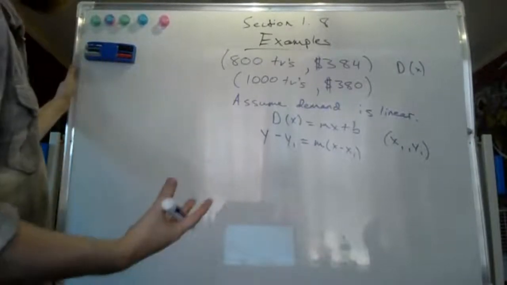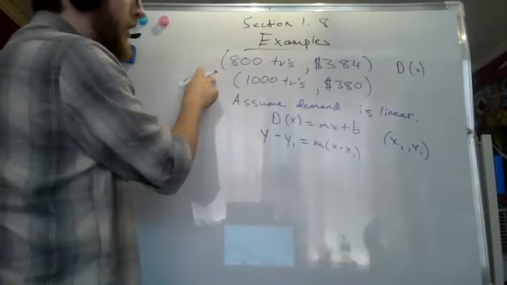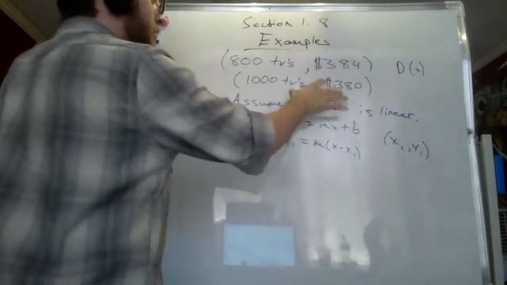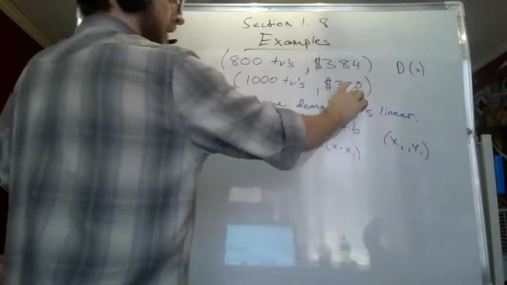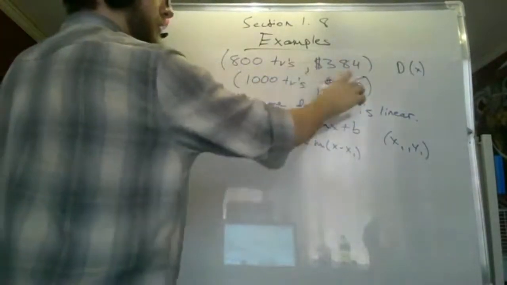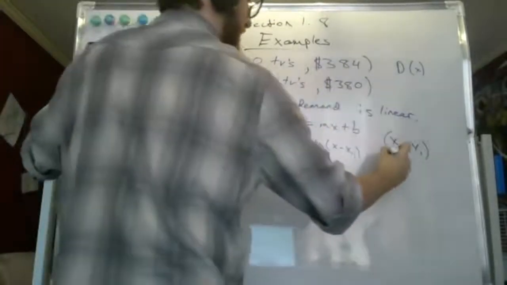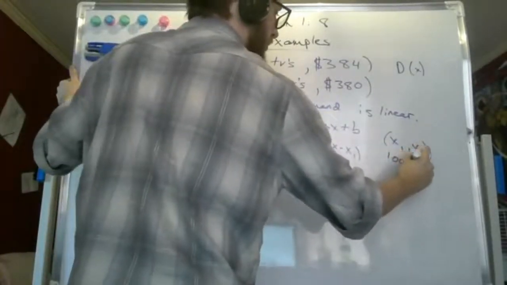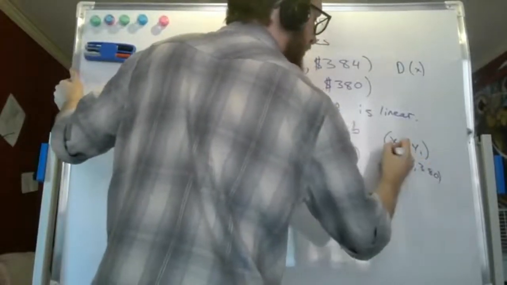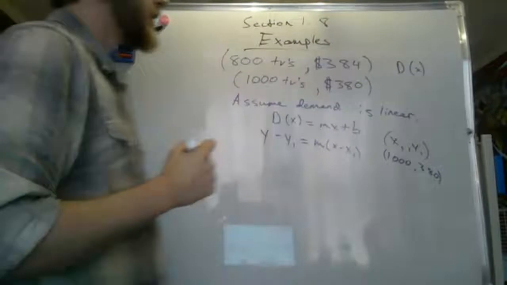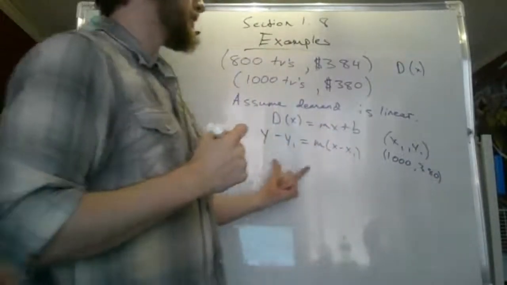Well, lucky for us, we already have two perfectly good points up here. I'm just going to go ahead and choose this one because, well, it's 1,000 and 380. That's a 0 in the ones place, so that might be a little bit easier calculation-wise. So I'm just going to pick these two numbers for my x and y. So when I have 1,000 TVs, I have a price of 380. Okay, so I have my point, but now I need to find my slope.